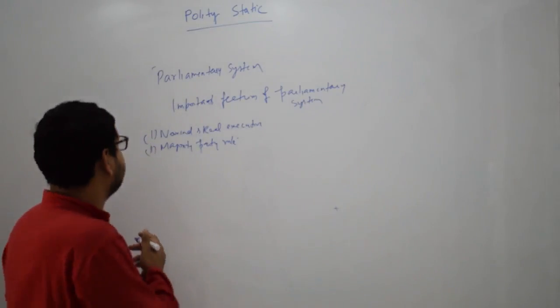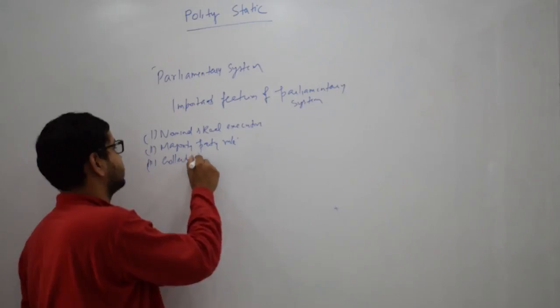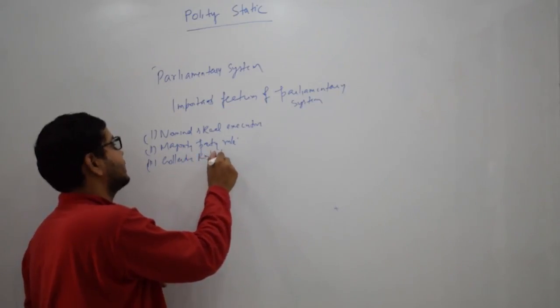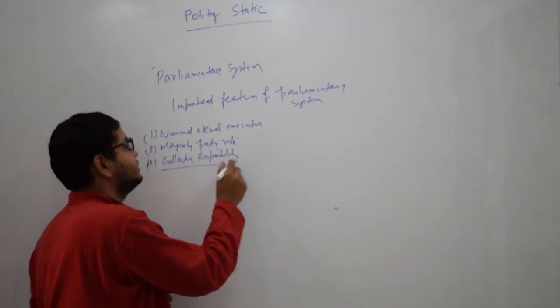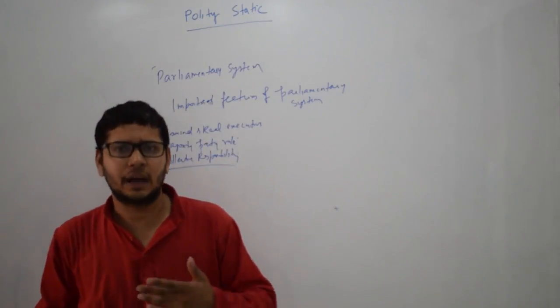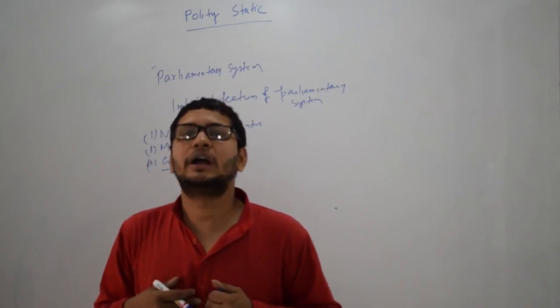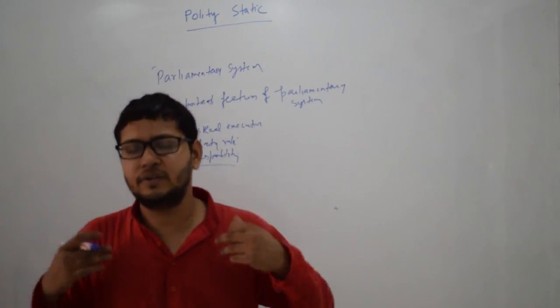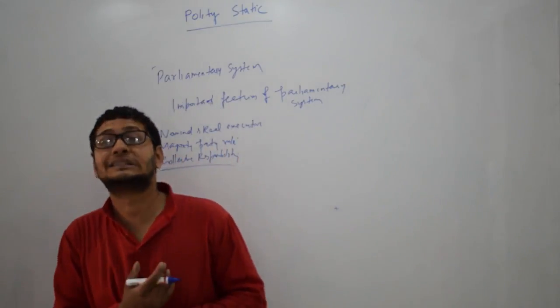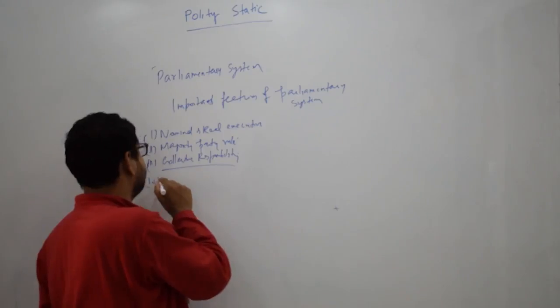Third is collective responsibility. Once a cabinet makes any decision, you can voice your disagreement in the cabinet meeting, but once the cabinet decides, in public you all have to agree with the decision. If you don't agree with the decision, you have the option of resigning. Fourth is political homogeneity.